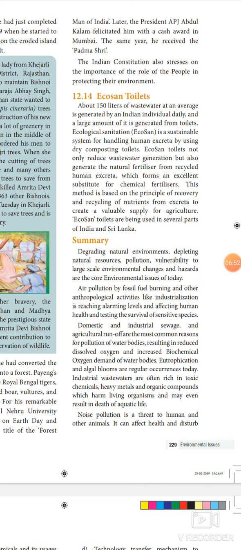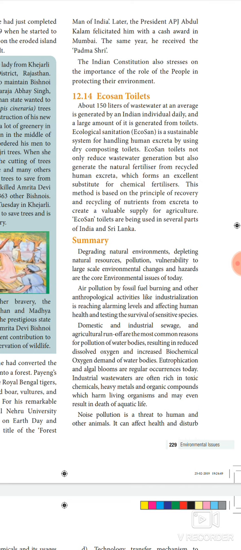Okay, next we see about the Ecological toilet. What is meant by Ecological toilet? An Ecological toilet is one where, in addition to water, a lesser amount of water will be used in this type of toilet. So this is called the Ecological toilet.